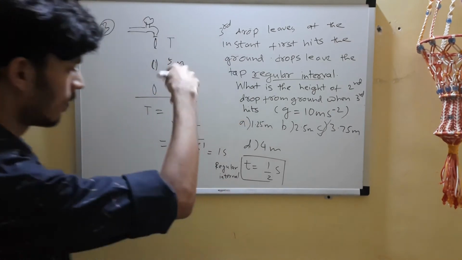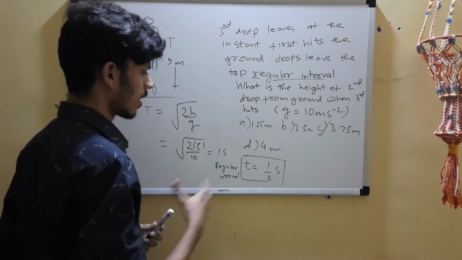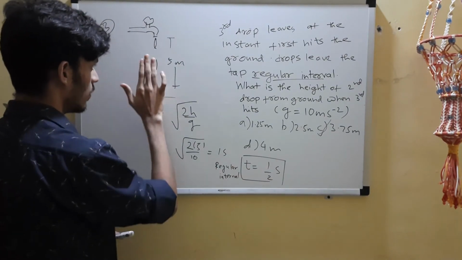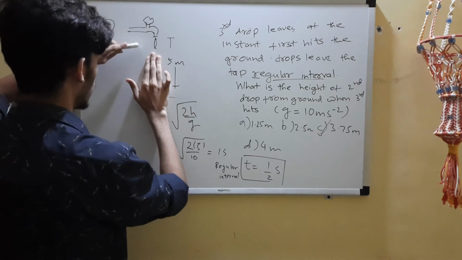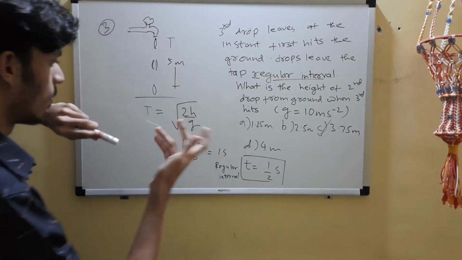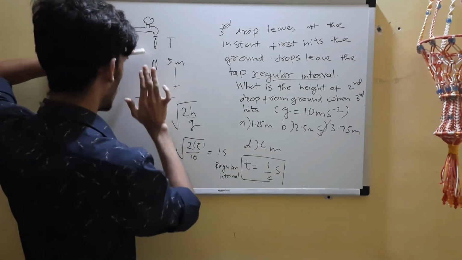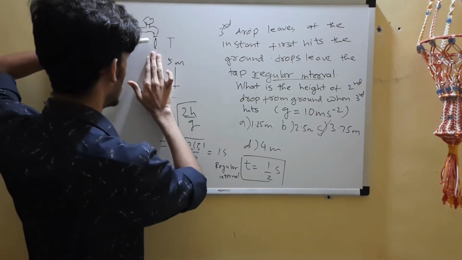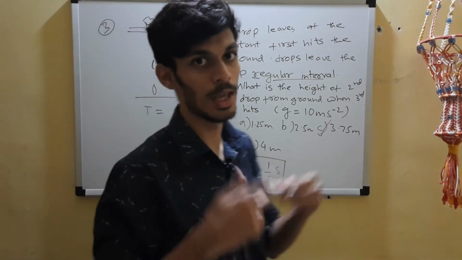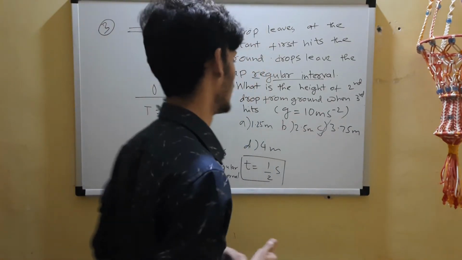Regular interval at which the drops come out. Okay, so I hope you can visualize that. Initially this was the condition, so after 1 second this happened. So two drops came out, right? Two drops came out, this and this. Two drops came out after 1 second, so each drop came after half a second.